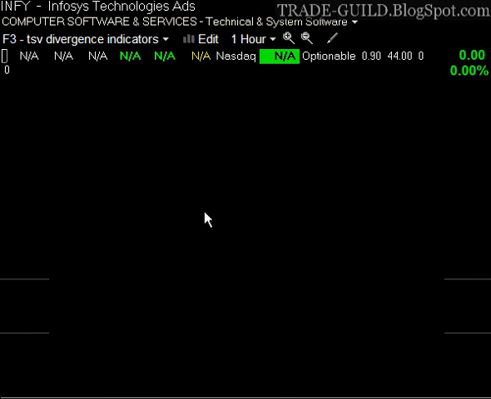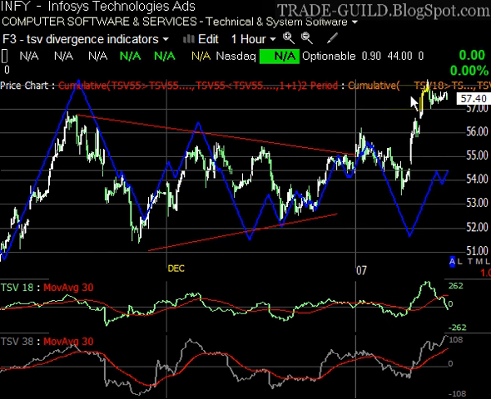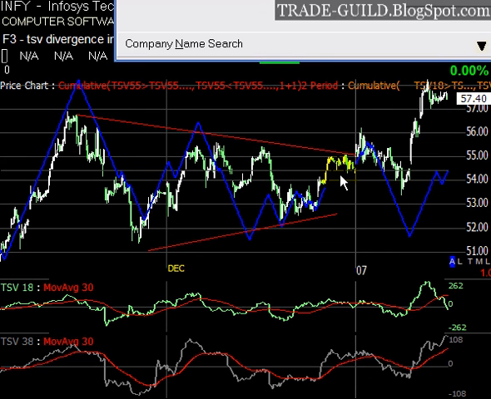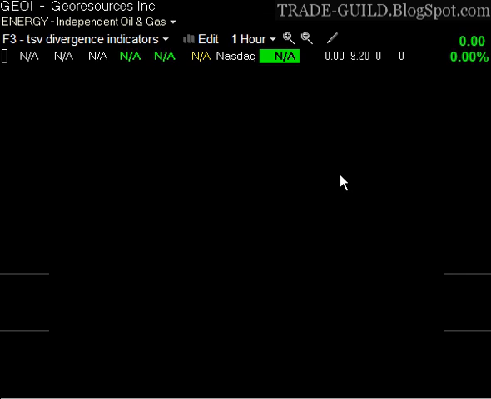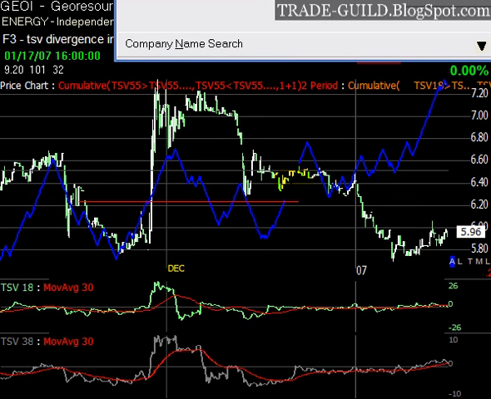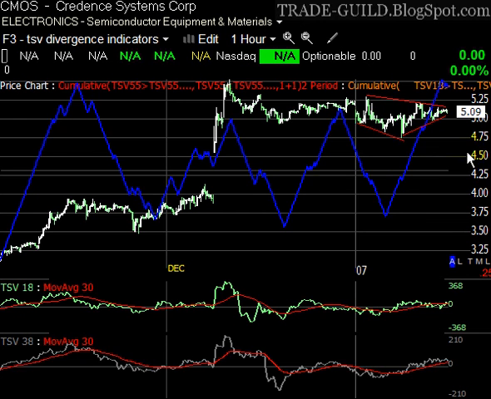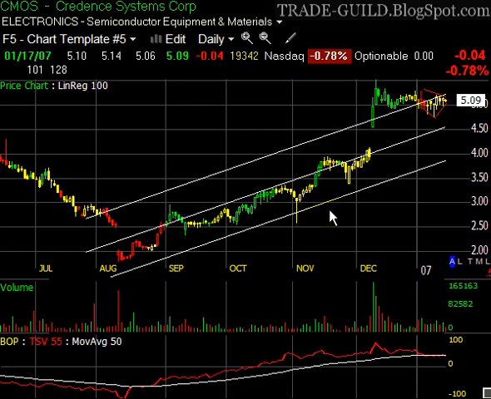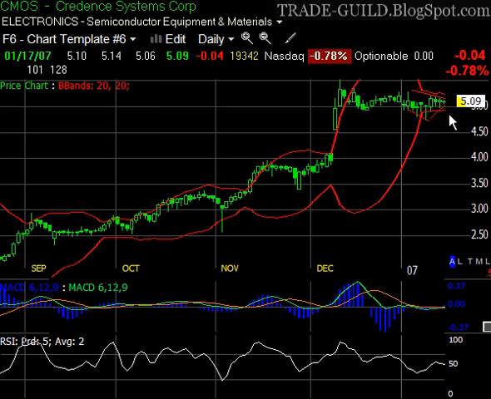INFY on the short. Okay, you can see, just go ahead and pause it. You can see this indicator should be way up there. GEOI on a long, potential bounce on oil. You can see a very positive divergence there. CMOS, again, this has got a nice positive divergence, and if I can find them, those Bollinger Bands that pinch down.